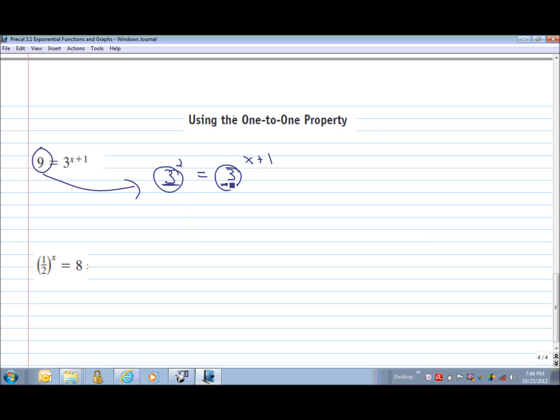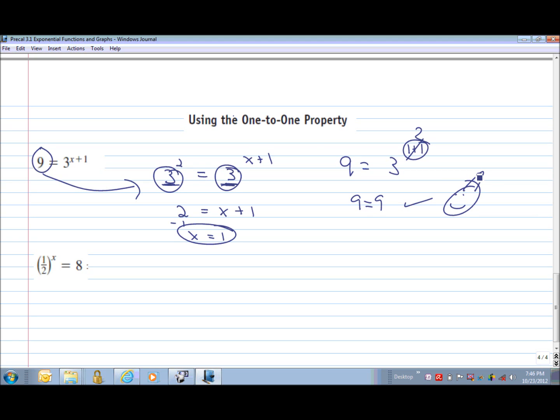So the bases are the same, so now we can say 2 equals x plus 1. We would subtract 1, and of course we would have x is equal to 1. If we plug that back in to check, that's a pretty easy check. We could say 9 equals 3 to the 1 plus 1, which is 2. 3 squared is 9, so 9 equals 9. I believe we've got a winner.